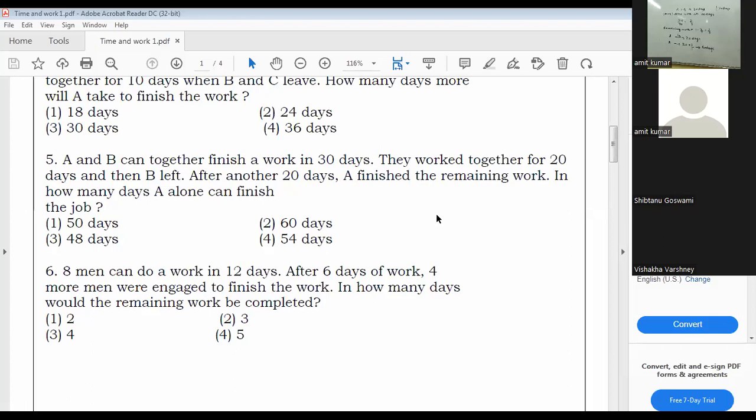Yes, sir. Now try to solve question number 6 also. 8 men can do a piece of work in 12 days. After 6 days of working, 4 more men were engaged to finish the work. In how many days would the remaining work be completed? Try this one. This one is a little bit difficult because I haven't told you this method. Try to solve question number 6 again.